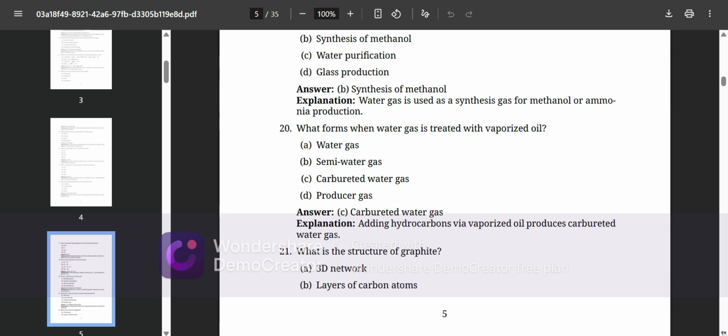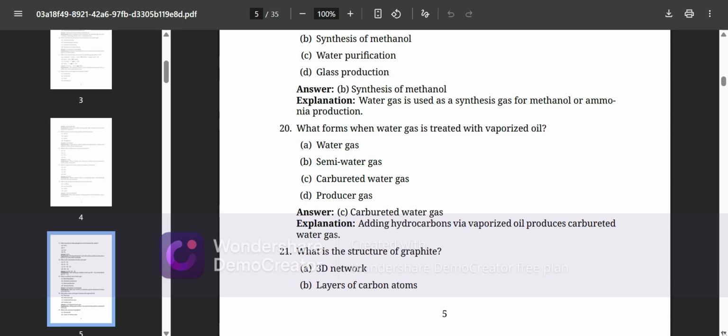What forms when water gas is treated with vaporized oil? Carbureted water gas. Adding hydrocarbons via vaporized oil produces carbureted water gas.